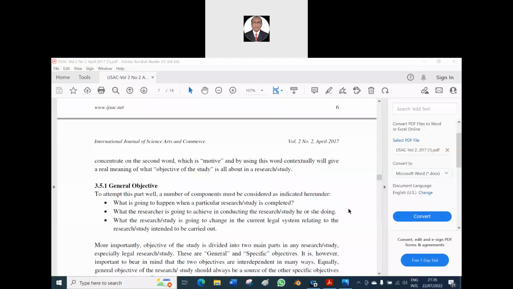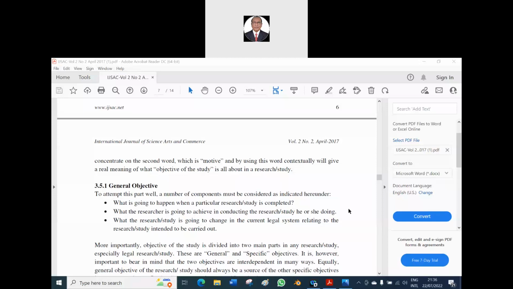And the third point is what the research study is going to change in the current legal system related to the research study intended to be carried out. Suppose you carry out such a thing, what changes is it going to bring? What articles or sections should be amended? And what impact could it have on the legal system, both substantive as well as procedural? So this is the general objective relating to the research study.